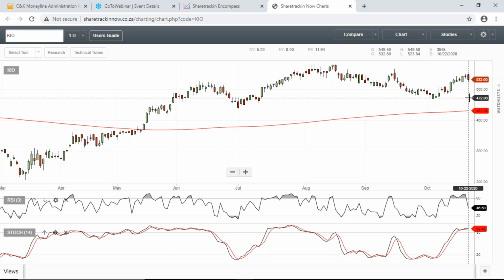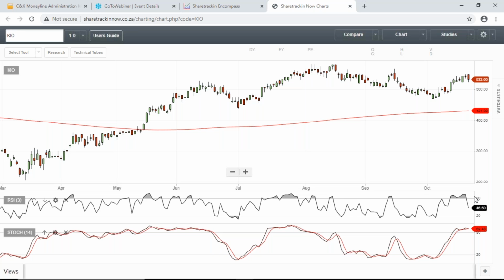The reason for that being is, if you look at your RSI and your stochastic, you would note that on the right hand side, your stochastic has a 20 and an 80 line, and your RSI has a 20 and an 80 line. So how that works is, your 0 to 20 area, that is the area where you want to buy, because at that time that share is at its lowest point.